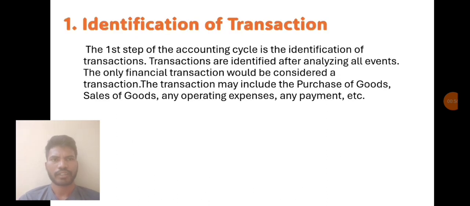Identification of transactions. The first step of the accounting cycle is the identification of transactions. After analyzing all events, only financial transactions are considered as transactions. The transactions may include the purchase of goods, selling of goods, operating expenses, any payment, etc.